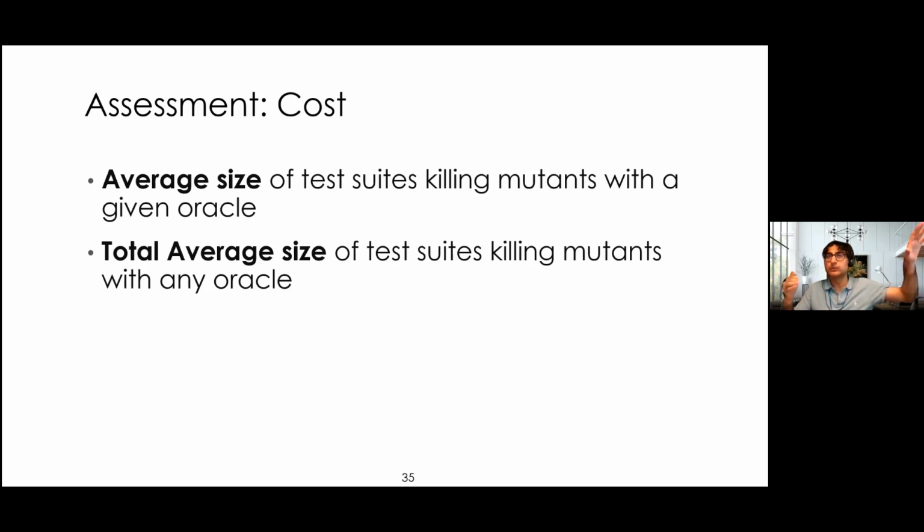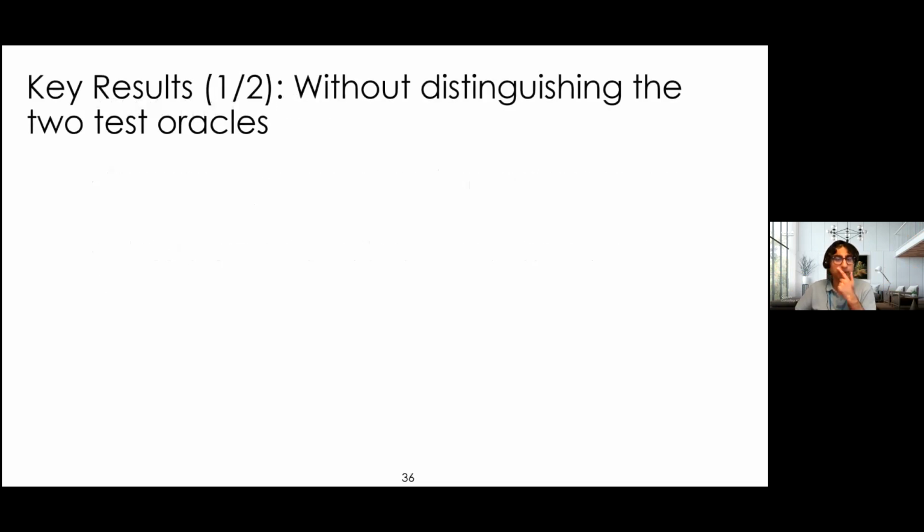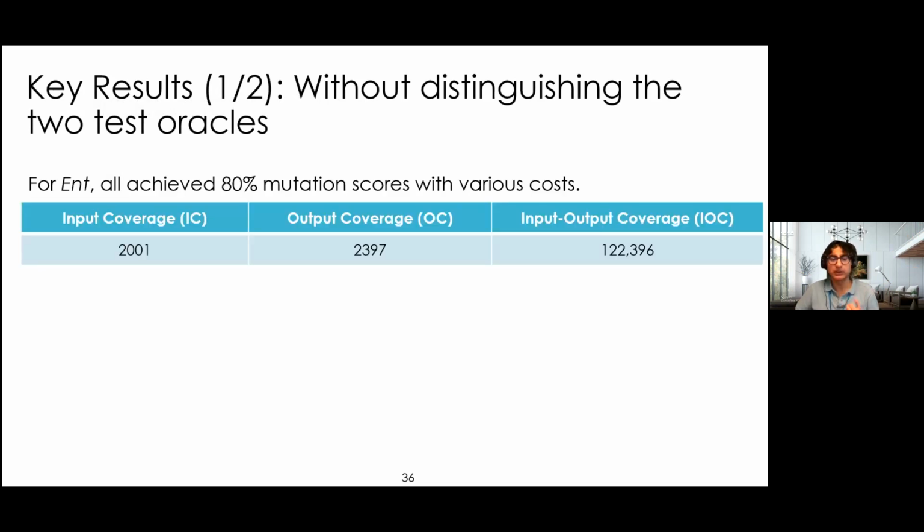So mutation score tells me the effectiveness of my coverage criteria in terms of finding faults. Cost tells me how many test cases I need to find faults. So we evaluated effectiveness and we also evaluated cost. Some of the results, when we don't differentiate between the two types of oracles, we see that it managed to achieve more than 80% of mutation score with various costs.